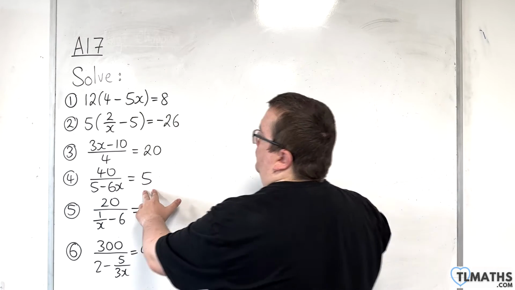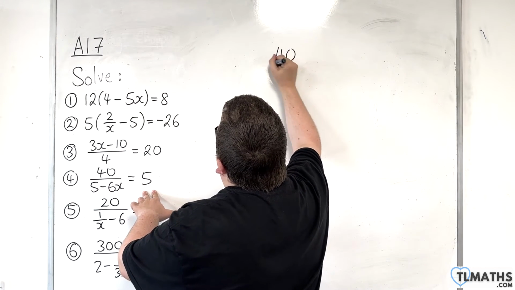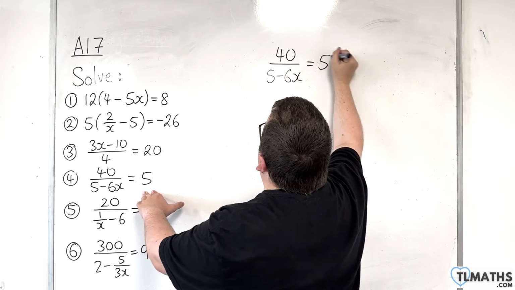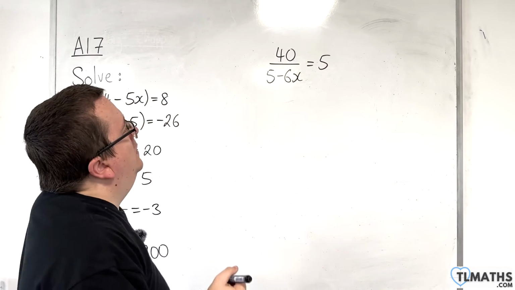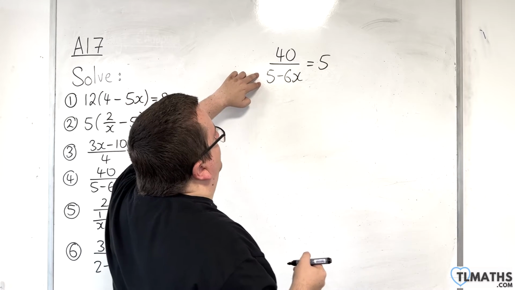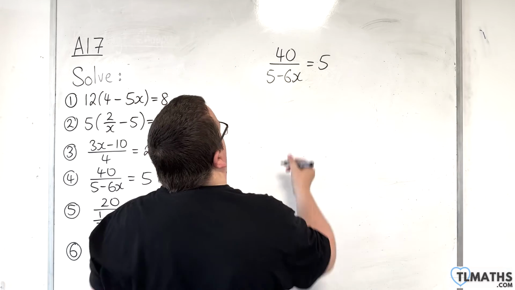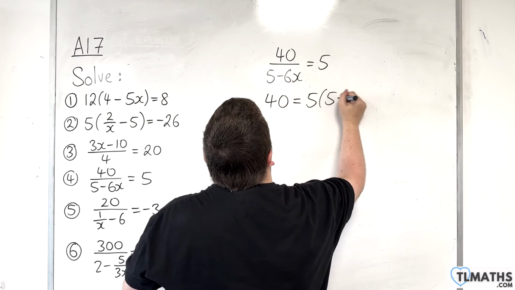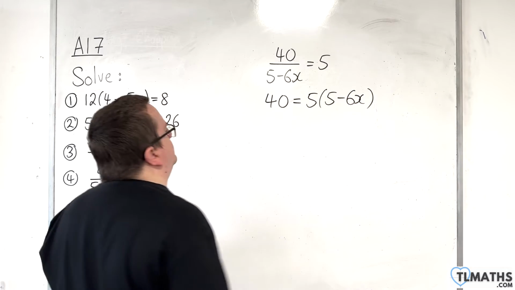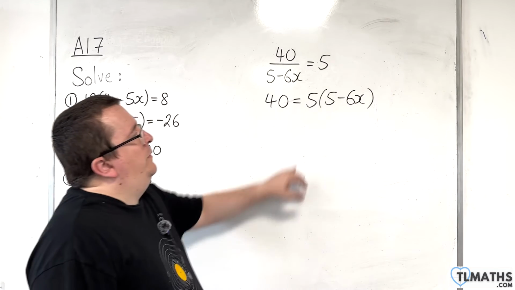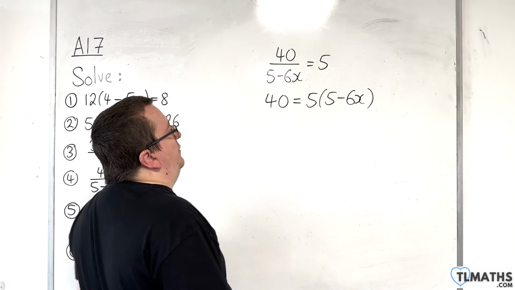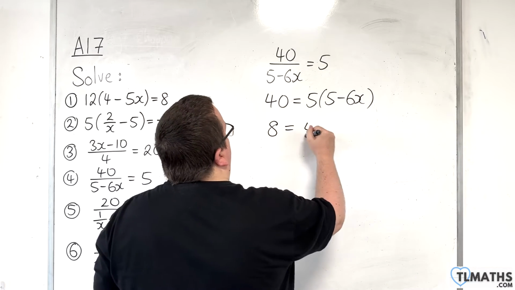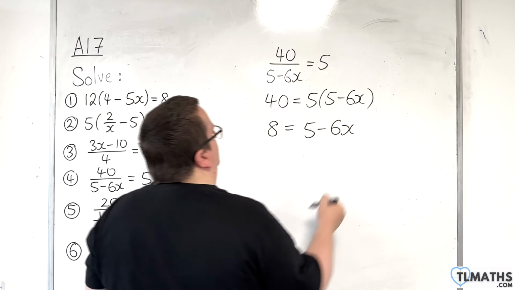Right, number 4, 40 over 5 take away 6x is equal to 5. So we're dividing by this bracket 5 take away 6x, so let's multiply both sides by the bracket. So 5 take away 6x. We've got 5 times the bracket, so let's divide both sides by 5. We're going to get 8, so 40 divided by 5 is 8. Equals 5 take away 6x.